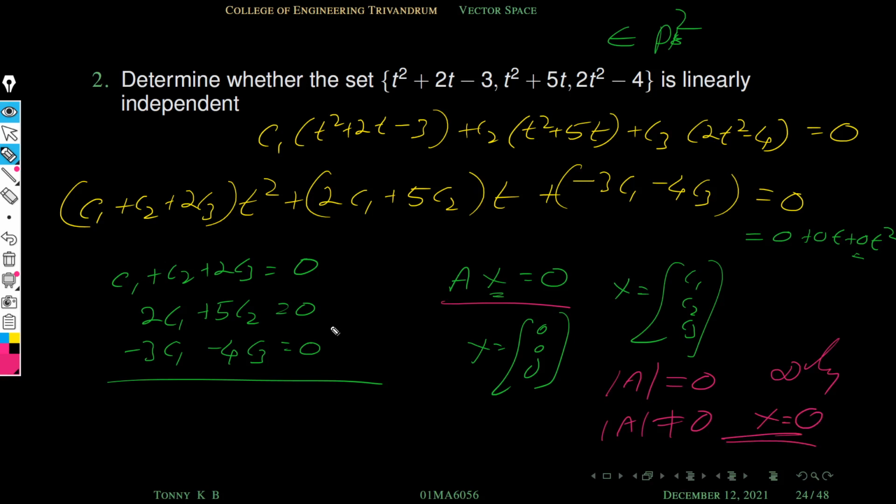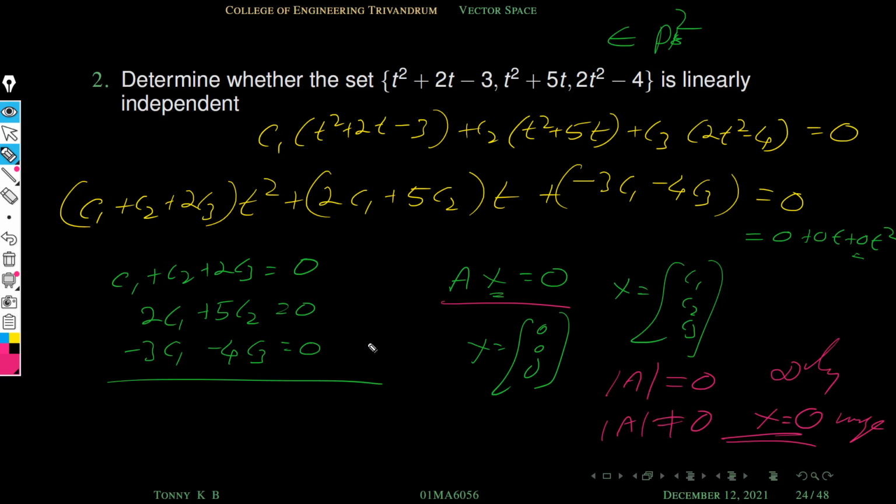So you can either solve the system using the Gauss elimination method, then check whether it has a zero solution or non-zero solution, or you can test whether it has a unique or infinite solution. Unique means only the zero solution. Otherwise, it has infinitely many, that means a non-zero solution, by checking its determinant.